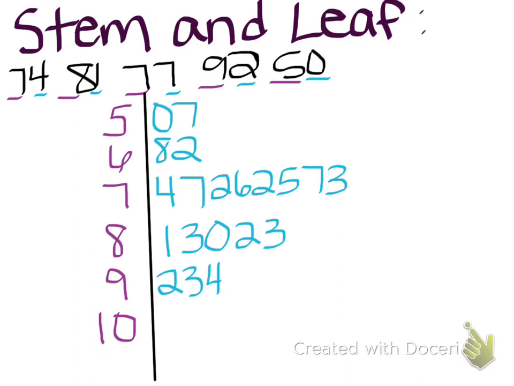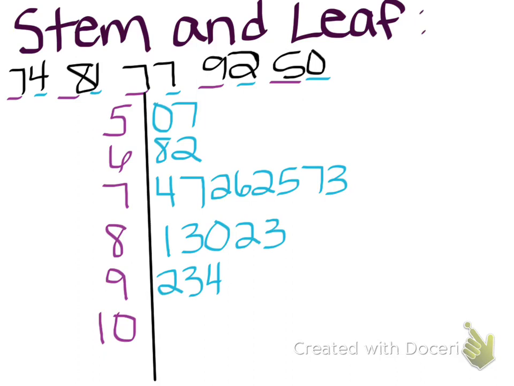So the number in the ones place is on the right, and any numbers left of the ones place are on the left. Everything in purple, those are my stems. Everything in blue, those are my leaves. So that's the stem and leaf, but we want to do one more thing with this.